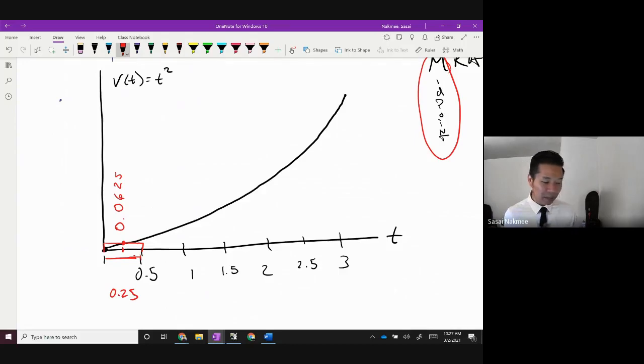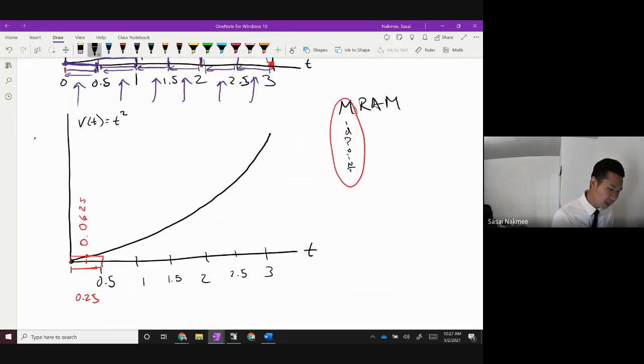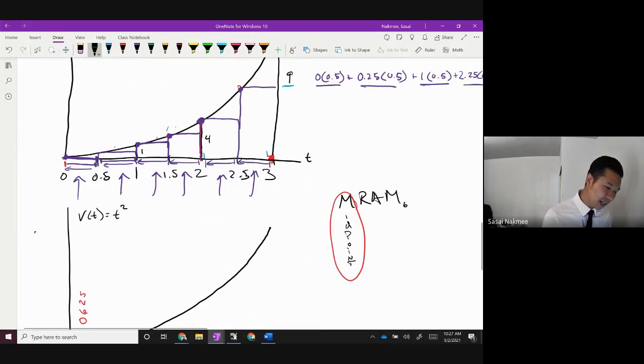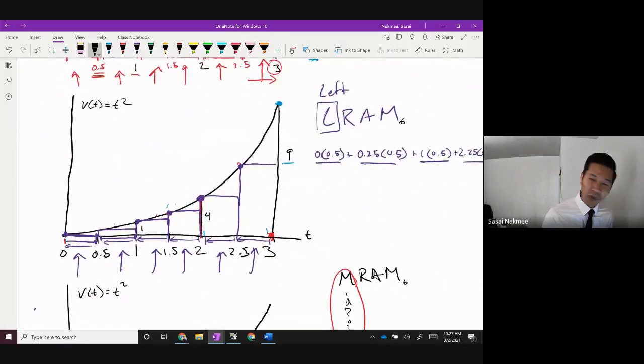So that's the idea behind the midpoint. You have to calculate how many rectangles they want us to make first of all, and say they want us to make 6. The way they denote this is with a little number. So for Mram, if I want 6, they put a little 6 behind it, just like Lram with a little 6 for 6 rectangles.